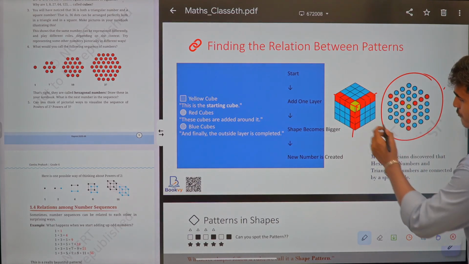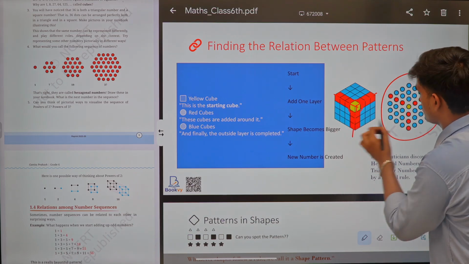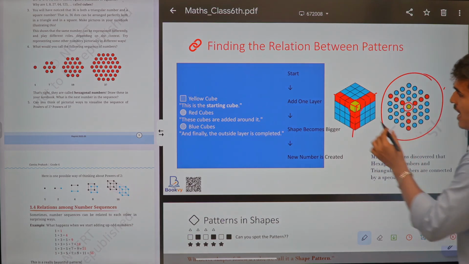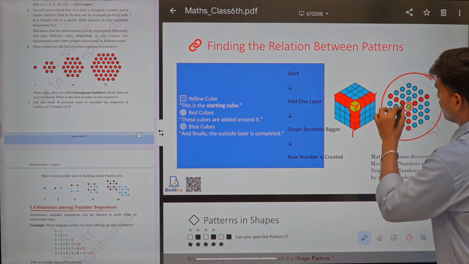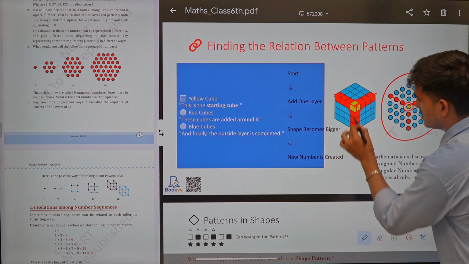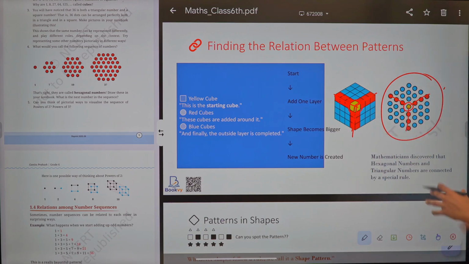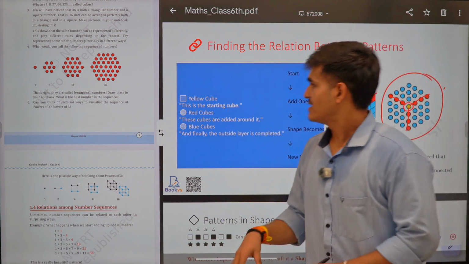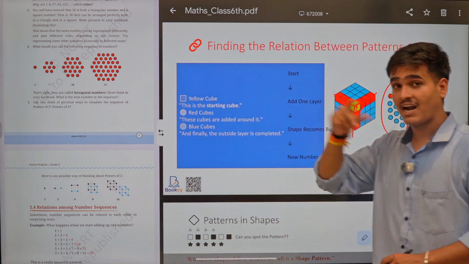Okay sir, we have picked up this yellow box, and this full line we have considered as this part, and this line as this part. Okay sir, we got this. These 3 lines are connected with each other, and they have some balls to complete these cubes. Now, what does the cube say? Yellow cube, this is the starting cube.